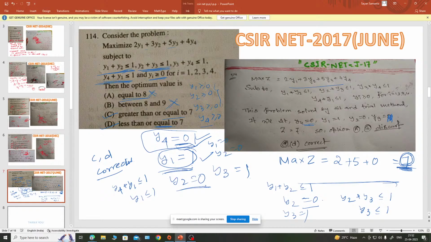So this is also discarded. Greater than or equal to 7 says we can definitely find 7, since it has the equals-to condition. So option C should be correct. Less than or equal to 7 is also correct. So here options C and D are our correct options. I hope it is clear to everyone.